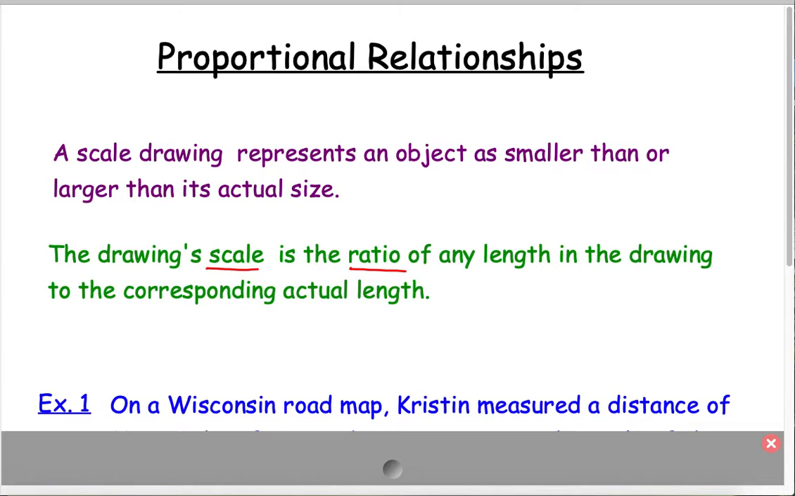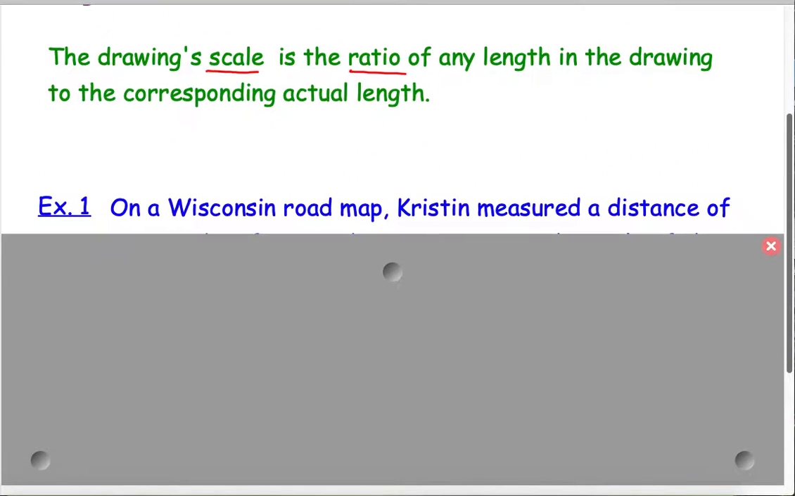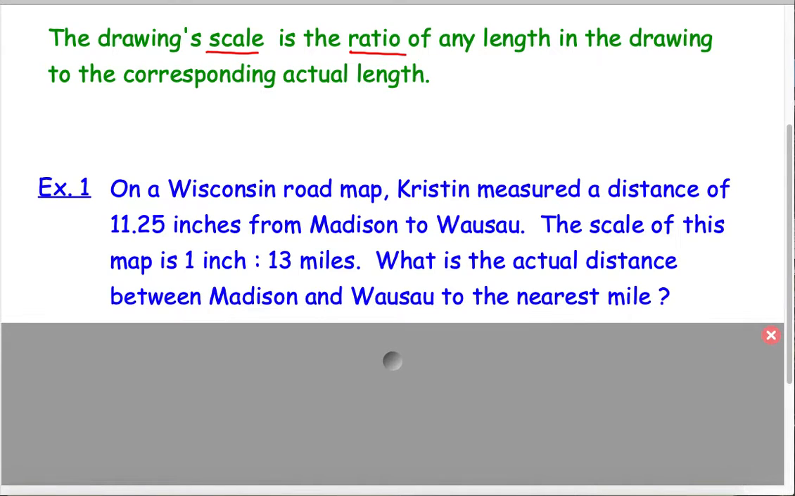All right, so let's look at a problem. On a Wisconsin road map, Kristen measured a distance of 11.25 inches from Madison to Wausau. The scale of this map is 1 inch to 13 miles. That means that if you measure 1 inch on the map, that represents actually 13 miles on a road if you're driving. What is the actual distance between Madison and Wausau to the nearest mile?